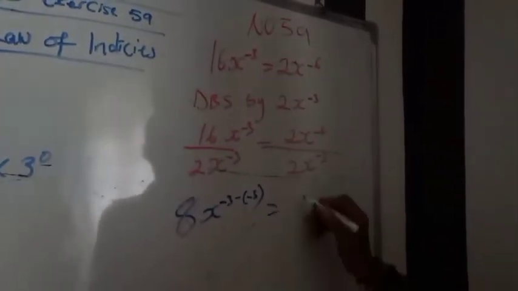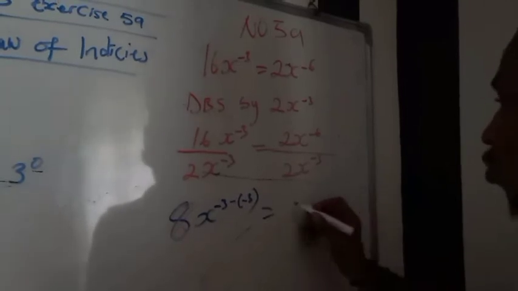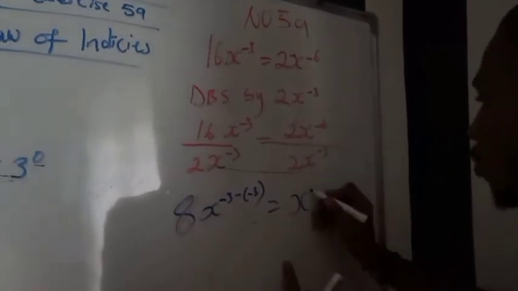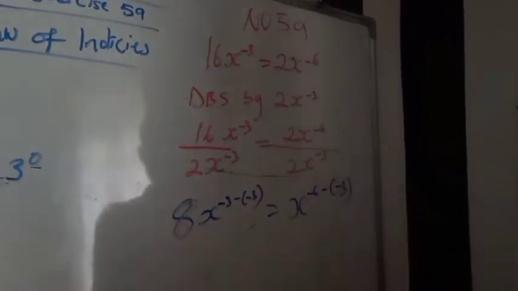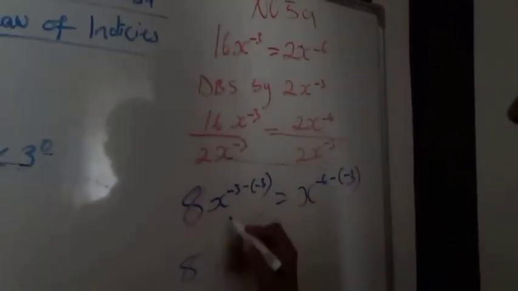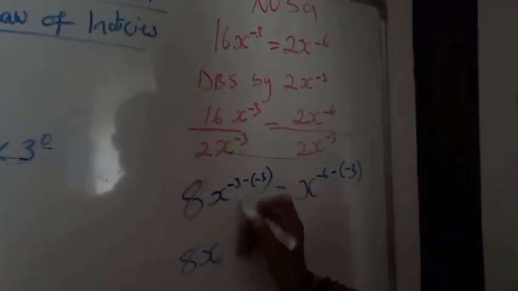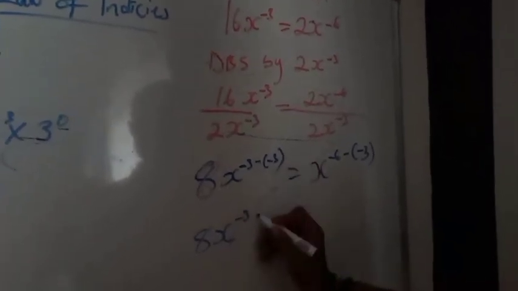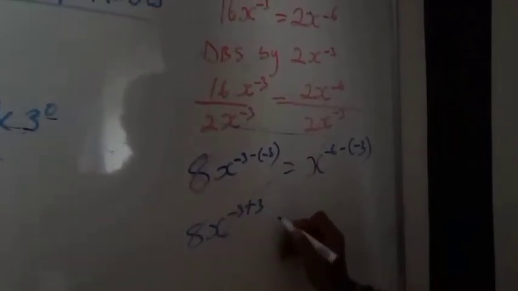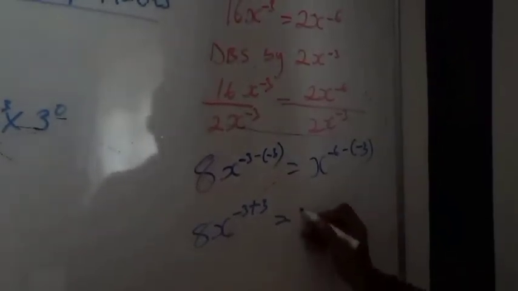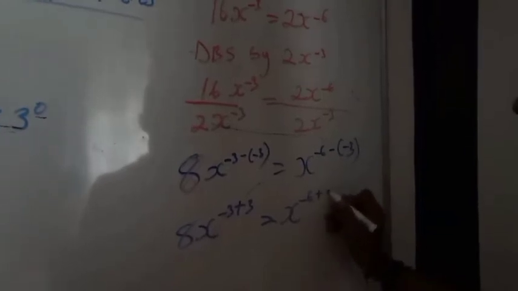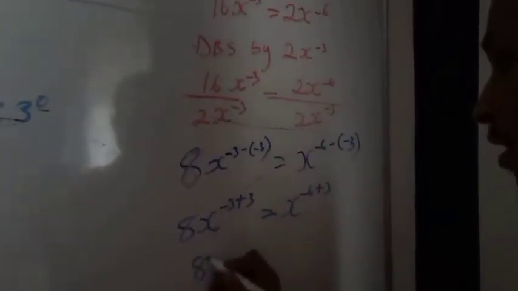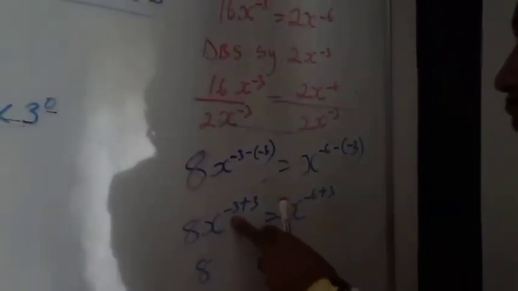Equals 2 divided by 2 is gone. So we have x to the power minus 6. The division sign is minus, bracket, minus 3. Okay, what do I have here? 8^x, minus 3 minus 9 is minus, plus 3, equals x, minus 6 minus 9 is minus, plus 3. So we have here 8, minus 3 plus 3 is 0.